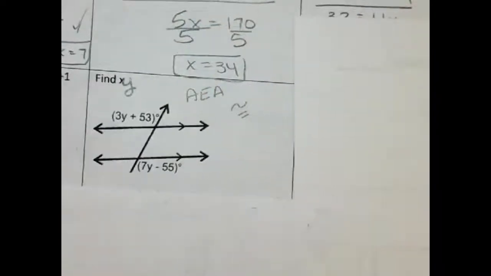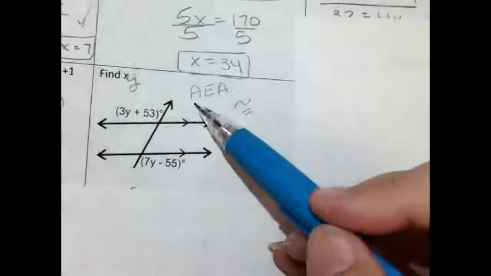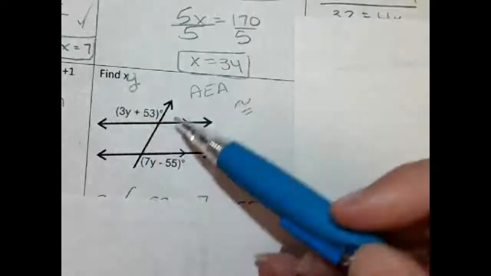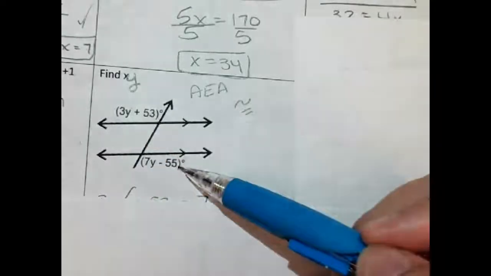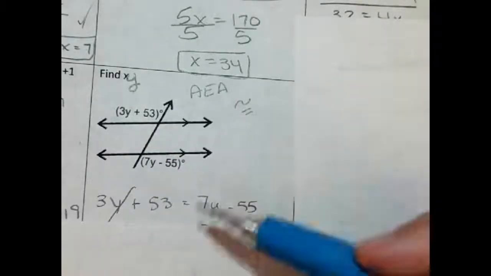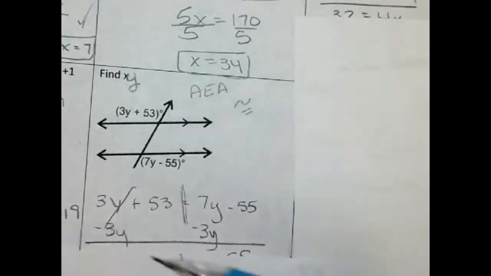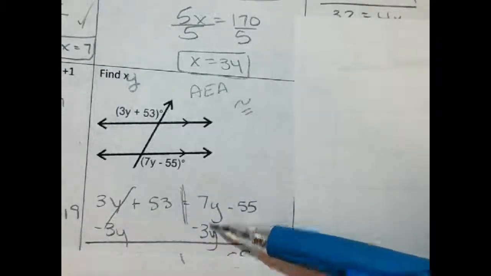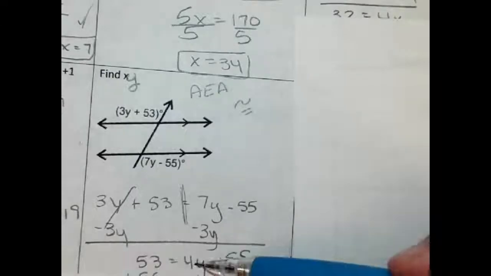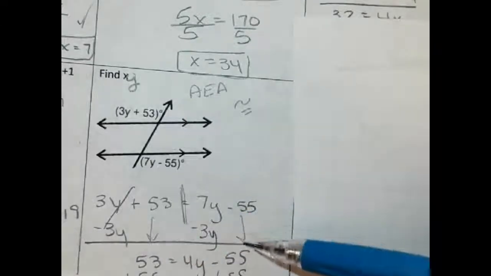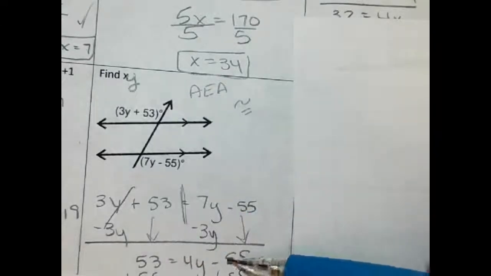The next one was alternate exterior angles, which I know are congruent to each other, which means this equals this. I set that up. These are on opposite sides of the line, so I need to minus the 3y on both sides. And I get 4y, bring this down, then plus the 55 because it's already minus.